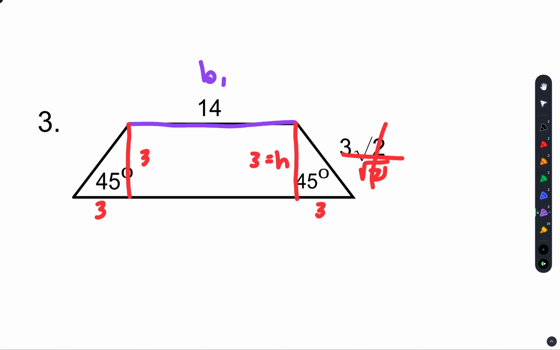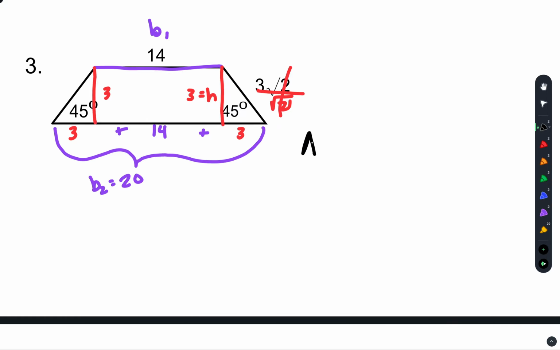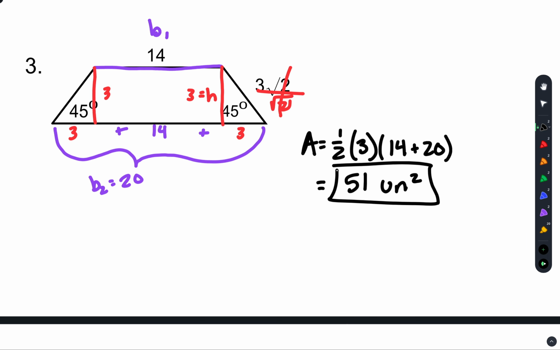Now I've got to figure out the length of this base. Do we recognize that in the middle here, I've got a rectangle? So if the top is 14, then the bottom should also be 14. 3 plus 14 plus 3 means that that second base, base 2, is 20. Then area, 1/2 height times base 1 plus base 2 is going to get us 51 units squared. Any questions on trapezoids? Hoping I didn't go too fast.